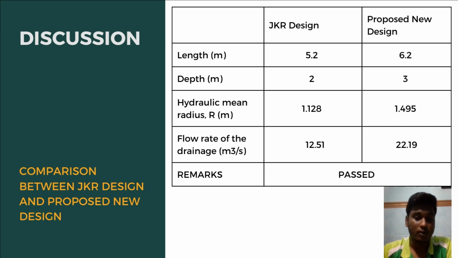Water that causes floods should be kept away from road structures whenever possible, or efforts should be made to remove it swiftly off the road surface by installing a well-designed drainage system. Okay, so the proposed new design was justified since the Q design is greater than the discharge Q peak. So since the flow rate is higher, the design is approved.